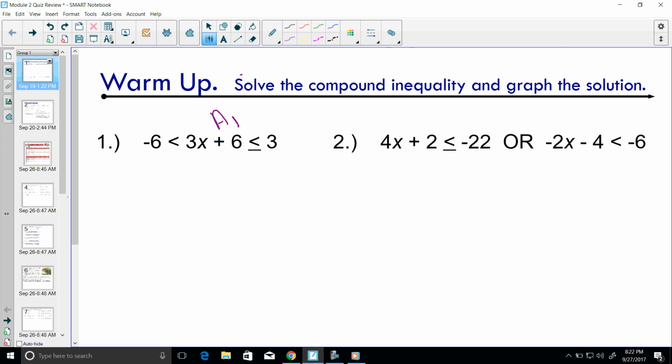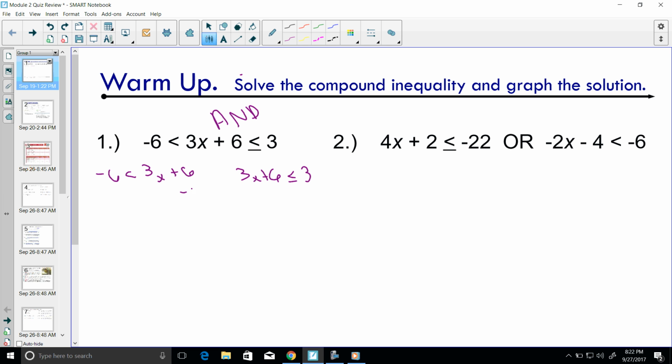I know for sure that this is an and inequality because they have two less than symbols in it, and that is always going to be an and. So the first thing that I would do is to separate this into two inequalities. It is -6 is less than 3x plus 6, and then the other one would be that 3x plus 6 is less than or equal to 3. And so now I've got to solve each of these individually.